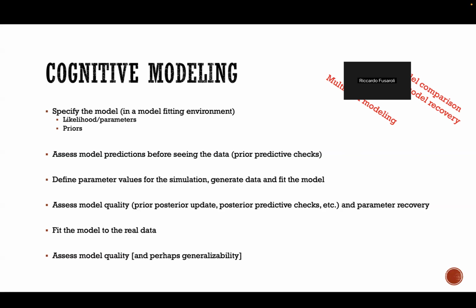Then when we look at the real data, we have again a new posterior predictive check, where it's compared to the real data after it has seen the real data, because the real data is more messy and interesting than the simulated data.